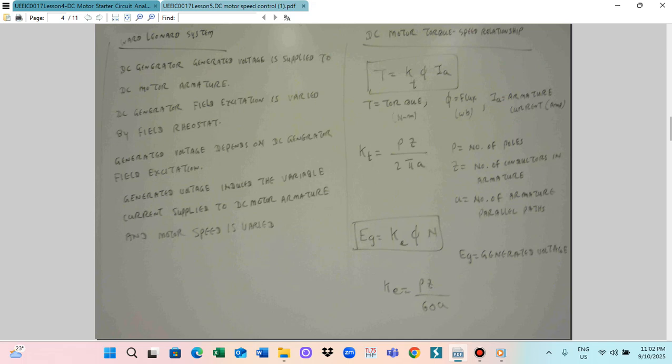So this is the equation to calculate KD. The torque equation is T = KD phi Ia. The KD can be calculated as PZ divided by 2πA. And the generator voltage, or back EMF, is equal to KE phi N. In this case, EG is the generator voltage.